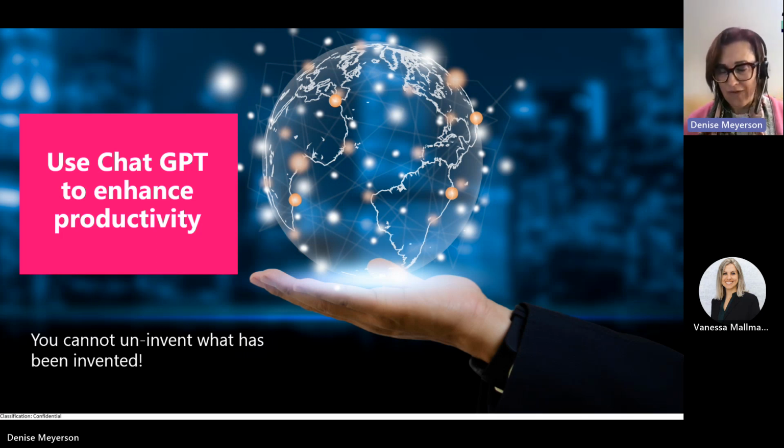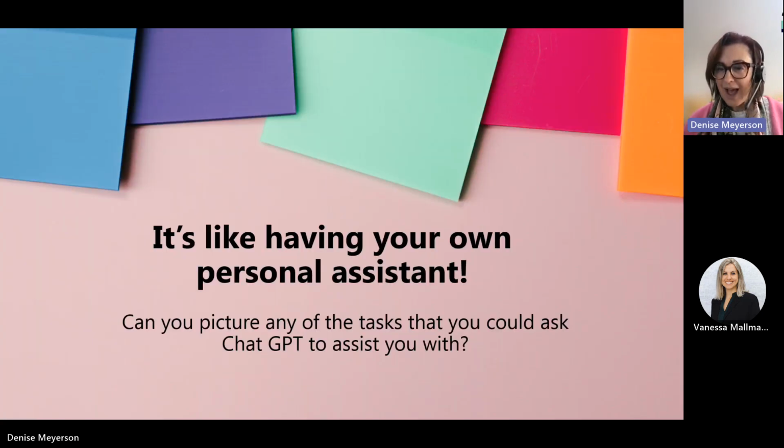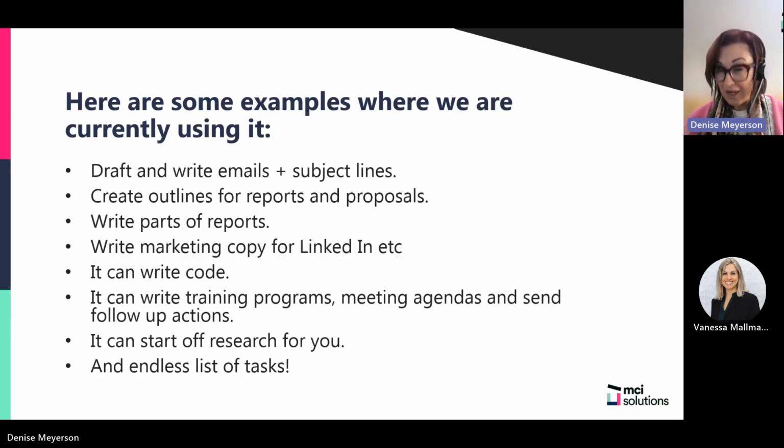We can't uninvent what has been invented. So let's take advantage of what is there and make our lives a little bit easier. I see it as having my own personal assistant, and I'm sure you can start to picture some of the tasks that AI or ChatGPT can assist you with. Here are some of the examples, and this list is endless. I'm just listing a few that can fit onto the slide, but you can imagine that there's a lot longer list than this.